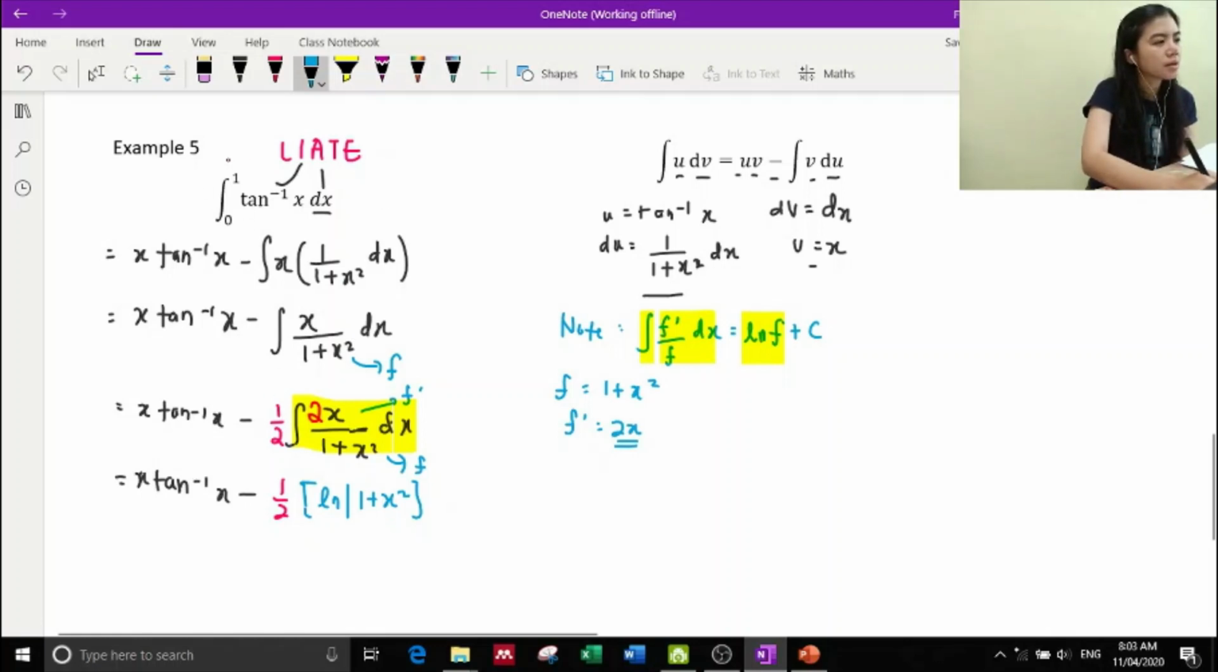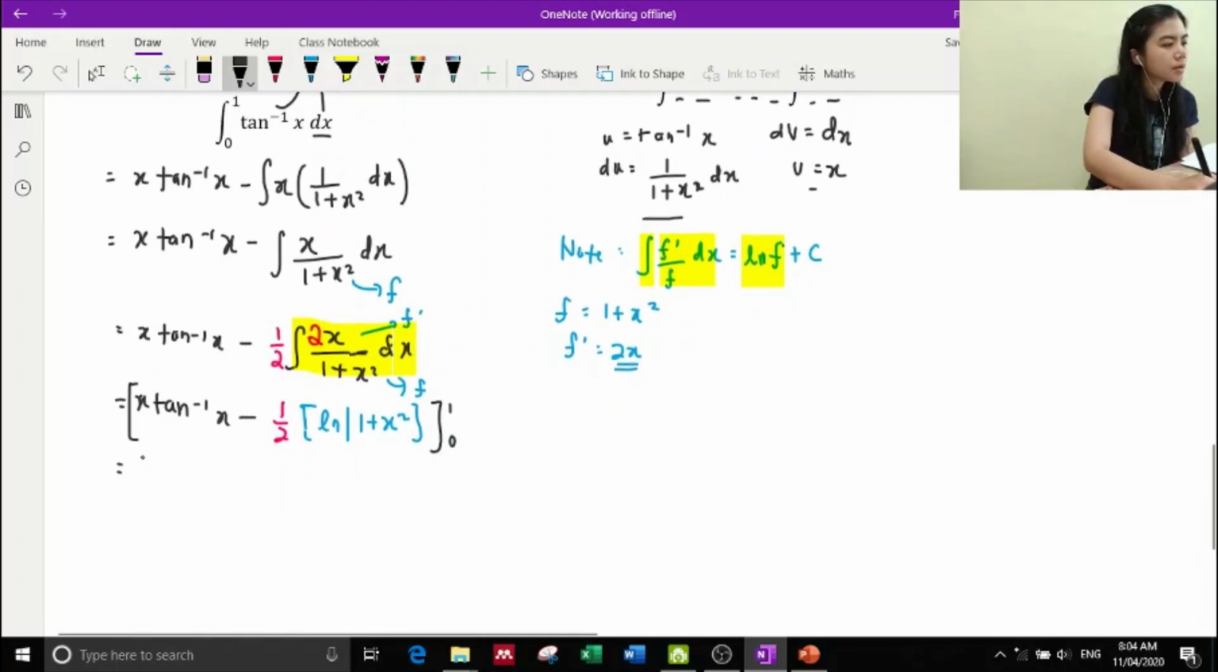This is a definite integral, so we have values, and just remember we have to continue the steps. We have to substitute the values 1 and 0 here. Let's do the substitution and see what happens.